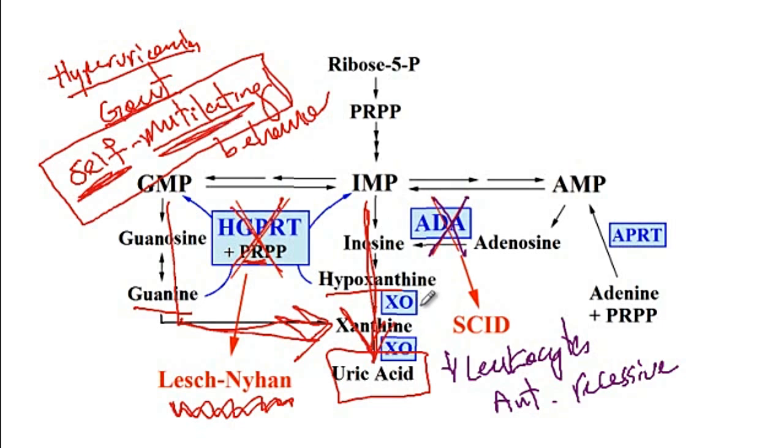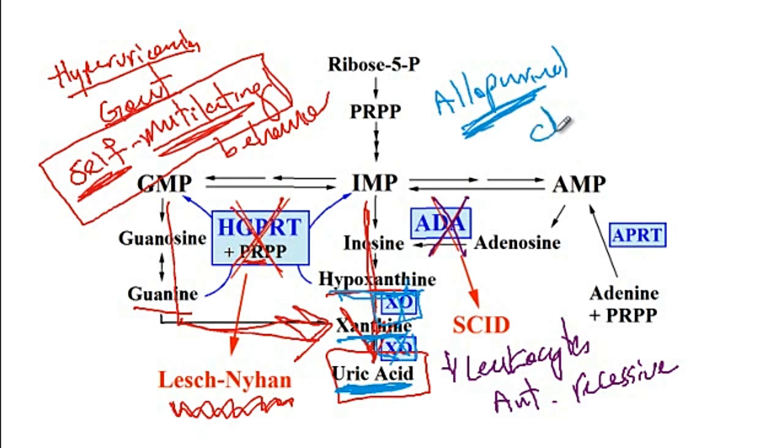And then one final enzyme that I have in this pathway is the xanthine oxidase, which, as you can see, converts the hypoxanthine into xanthine and then xanthine into uric acid. Now, allopurinol is a medication that will inhibit the xanthine oxidase. So you can see if we inhibit the xanthine oxidase, no more uric acid can be produced. And so this medication is used for the chronic treatment of gout.